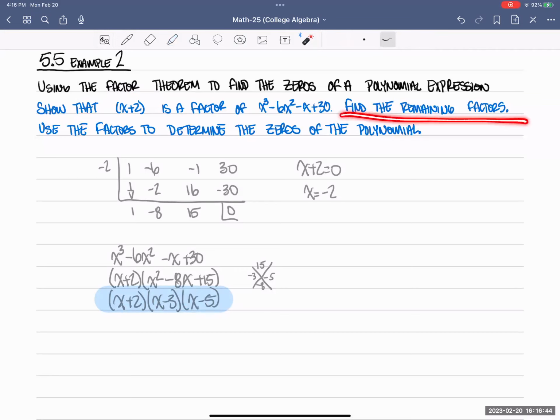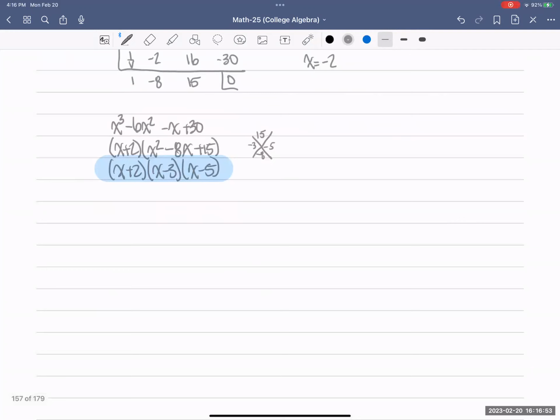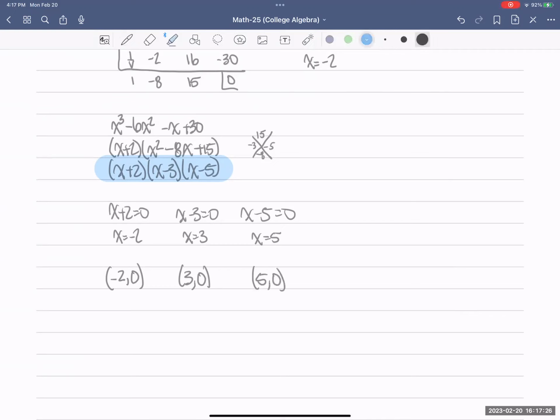So find the remaining factors. We found that. Use the factors to determine the zeros of the polynomial. So now we're just going to set each of those equal to 0: x plus 2 equals 0, x minus 3 equals 0, and x minus 5 equals 0. So we have x equals -2, x equals 3, and x equals 5. So our zeros: when x is -2, our output ends up being 0. When x is 3, our output ends up being 0. And also when x is 5, our output ends up being 0.